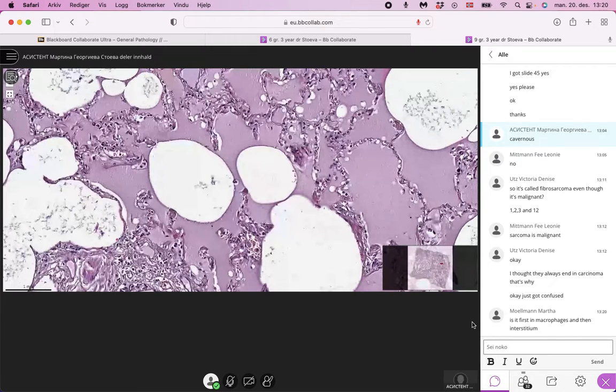The coal dust, yes. Initially, the coal dust is phagocytosed by the alveolar macrophages, but then the coniophages move to the interstitium where they deposit. The coniophages never stay in the alveoli.